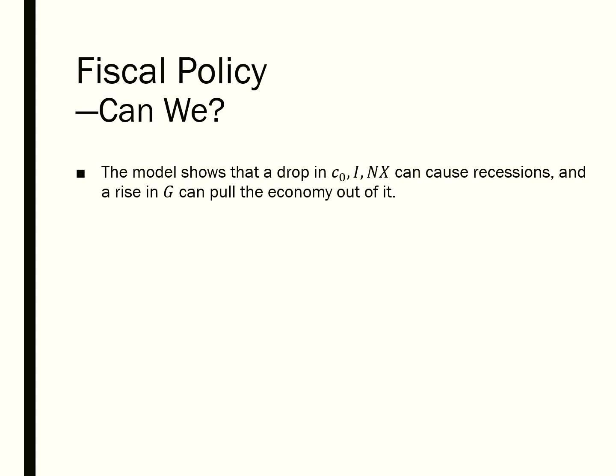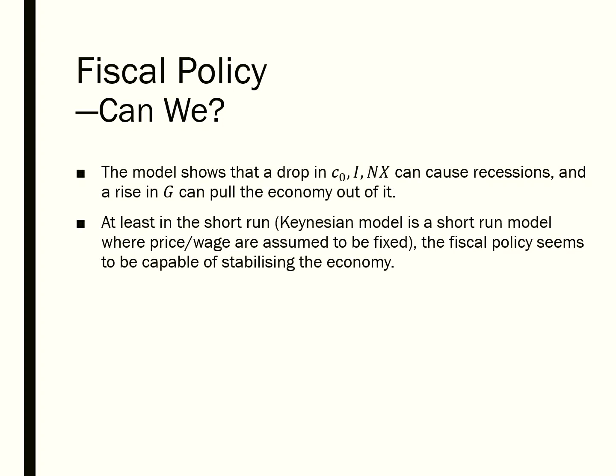According to the model we have just derived, we know that Y, the GDP, depends on a lot of things. In particular, a drop in C0, in I, and in net export can cause recessions. But at the same time, if G increases, it can pull the economy out of it. So at least in the short run, the Keynesian models we have developed can do something to make our economy less volatile. Fiscal policy is capable of making the economy cool down when it is overheated and heat it up when it is in recession.